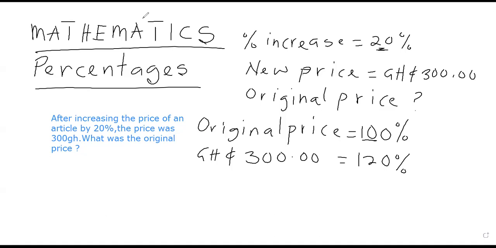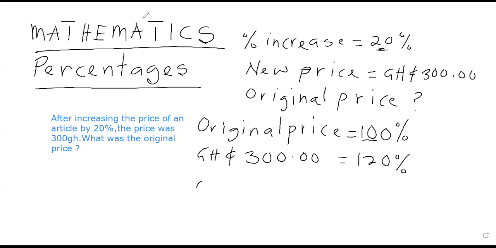Okay, since it is percentage increase, the new price will always be more than the original price. So it means that the original price will be less than the new price. So the original price will give us less, and if less, more divides. Okay, so we are comparing 100% and 120%. Now 120 is more than 100, so the original price will give us less.